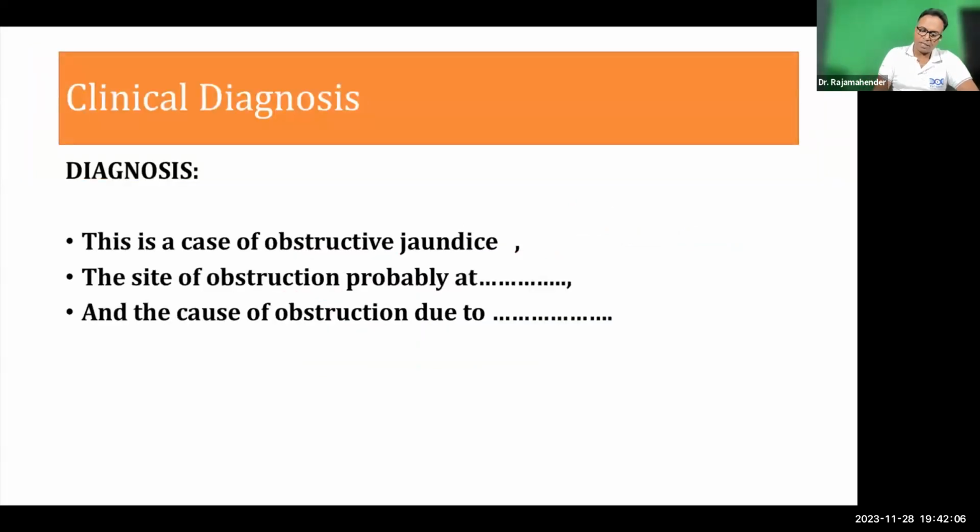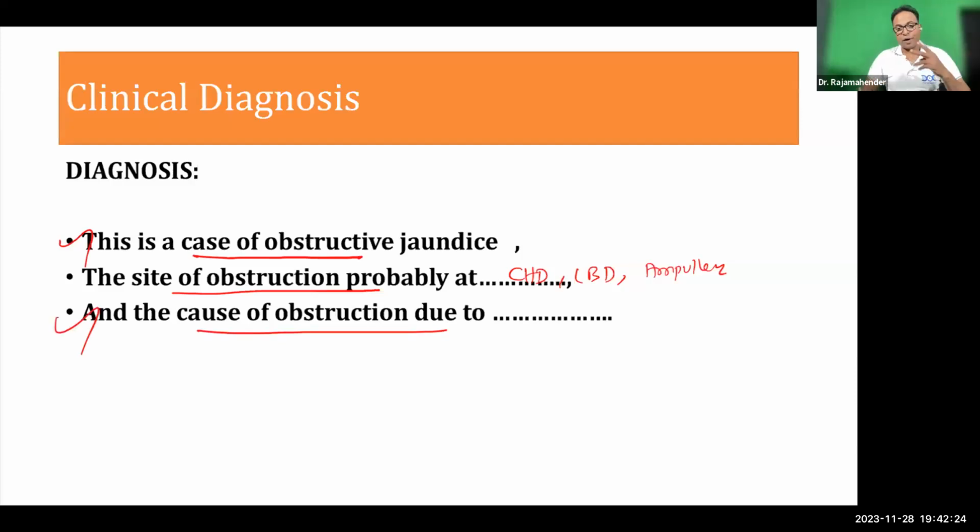Now, for this picture, this is a case of obstructive jaundice, and the cause of obstruction implies the site of obstruction also. The site of obstruction is distal to the cystic duct, or at the level of the common hepatic duct, or common bile duct, or ampullary level. Like that you can tell, but it is not needed. The first point and the last point are very important. This is a case of obstructive jaundice and the cause of obstruction is due to dash.